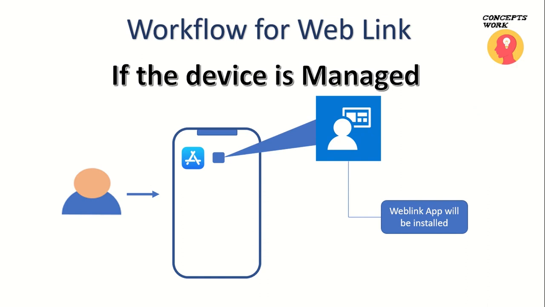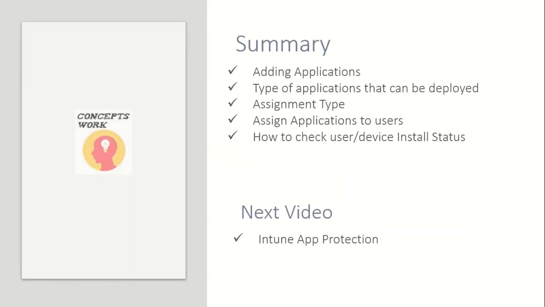So let's come back to our deck and talk about a quick summary of what we have discussed. We have discussed how to add applications, what the different types of applications are that can be deployed, what the different assignment types are that are available, and how to assign an application to a specific set of users. In fact, how to check user or device install status. In the next video, I'm going to talk about Intune app protection.